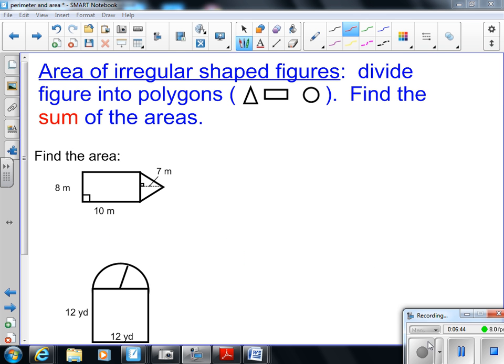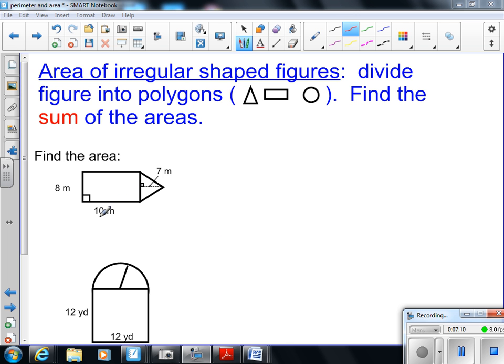Okay, how do I find the area of irregular shaped figures? Well, the easiest way is to go ahead and divide those figures into shapes that you are familiar with. So I can divide them into triangles or rectangles or possibly circles. Now, I may not use the whole triangle. I may use only half of a triangle. I may only use part of a circle. But still, that's the same idea as to how I find the area of irregular shapes.